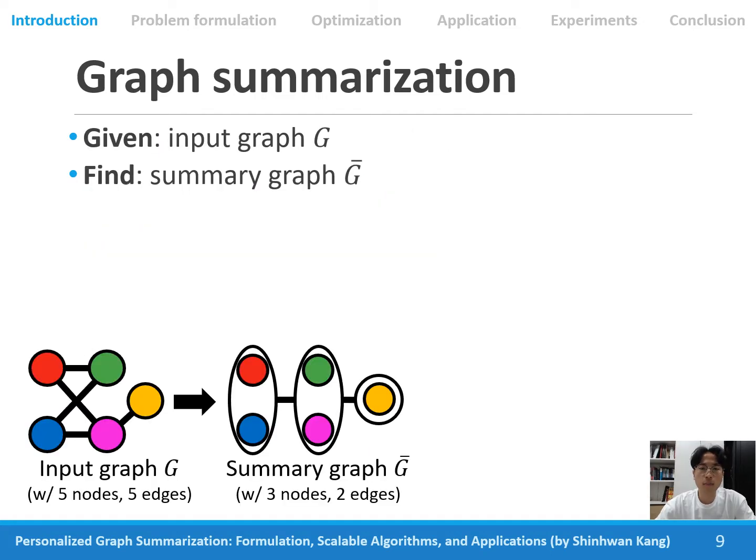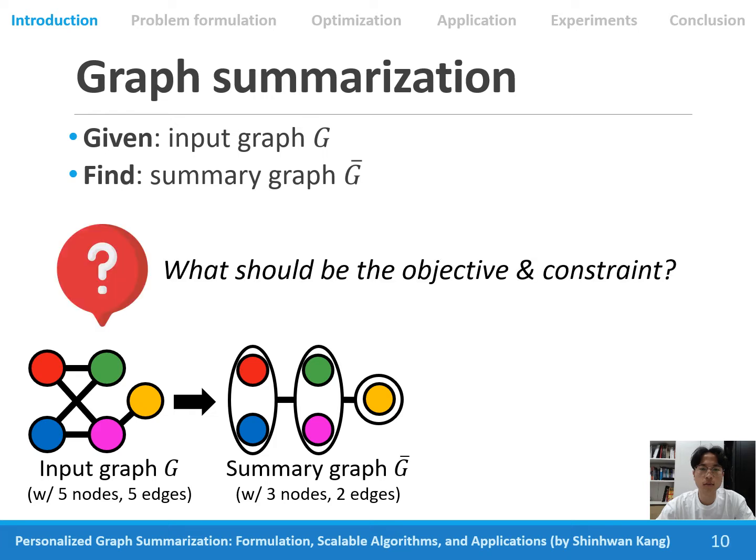Given an input graph, graph summarization aims to find the summary graph. In the below figure, given an input graph G with 5 nodes and edges, we compress the graph into a summary graph G bar, where each node is a group of nodes in the input graph. Note that the summary graph has only 3 nodes and 2 edges.